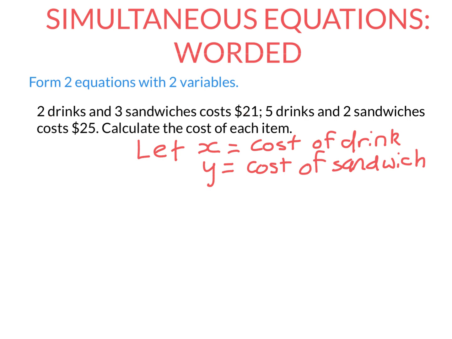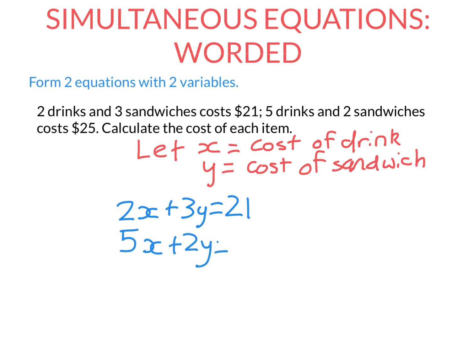So this first bit of information tells us 2 drinks, 3 sandwiches cost $21. We need to turn that into an equation. We're going to rewrite that information using only mathematical symbols. So it says 2 drinks plus 3 sandwiches gives us $21. The second bit of information says 5 drinks plus 2 sandwiches gives $25. Now that we've got our two equations, we just solve like we've been doing the last few lessons. It doesn't matter which method we use, whether it's graphical, substitution, or elimination. Of course, we just want to pick the easiest. Elimination would be the easiest here.